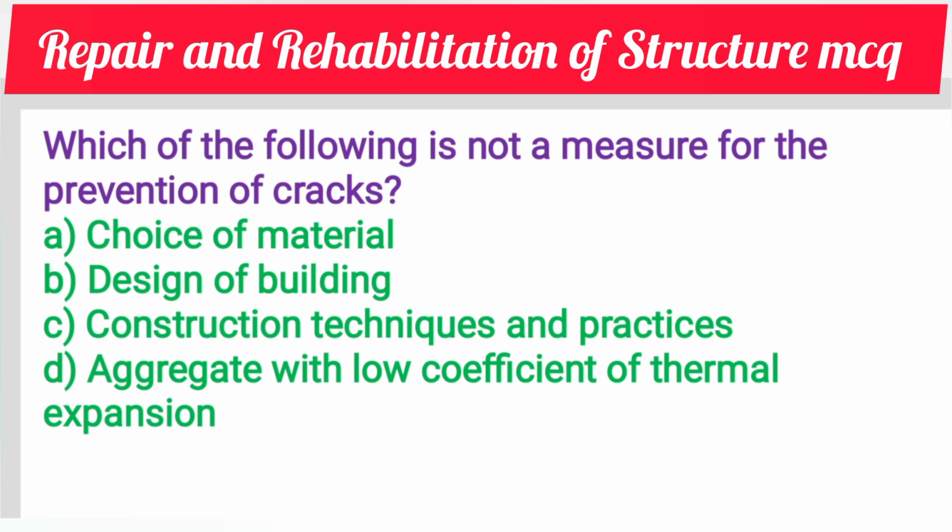Next question, which of the following is not a measure for the prevention of cracks? Option A, choice of material, option B, design of building, option C, construction techniques and practice, option D, aggregate with low coefficient of thermal expansion. So the correct answer is option D, aggregate with low coefficient of thermal expansion.